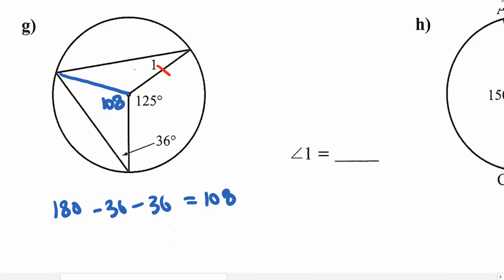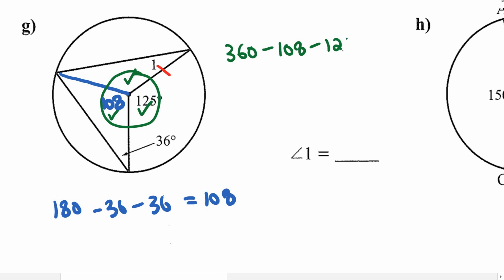And I do know that this angle here in green, this 125 and this 108, that whole section has to add up to 360 degrees. So now I can do 360 minus 108 minus 125. So if I go ahead and do that now, this will give me a value of 127 degrees. So this will be 127 degrees right there.